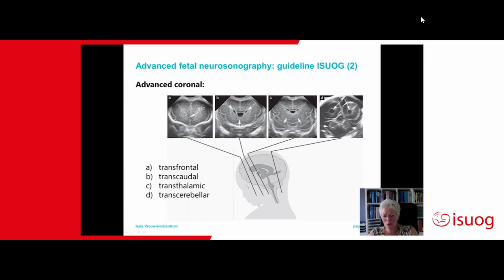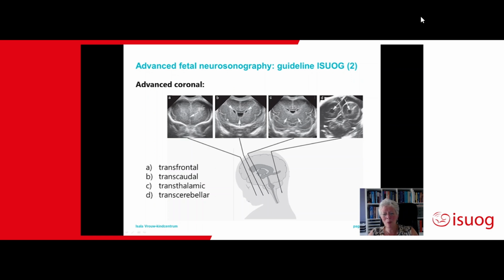We're very used to looking in axial planes, but I think it's also important to look in coronal planes and in sagittal planes. If we look at the coronal planes and we take the first plane, then you can see here the interhemispheric fissure above both eye sockets.